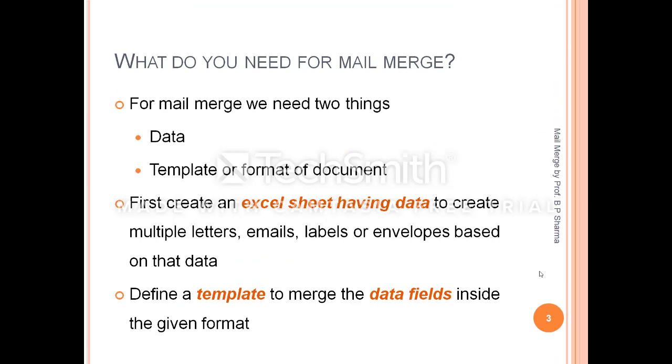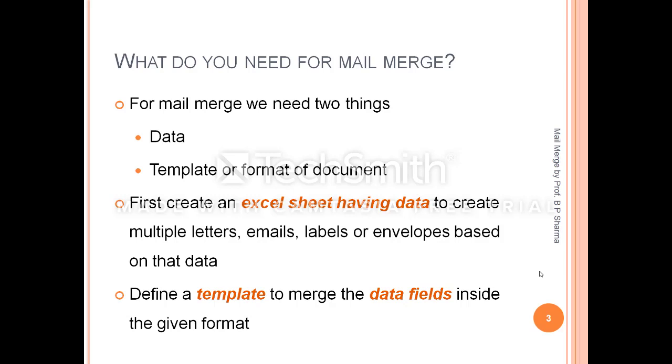See this example. To create the mail merge, we need two things. One is called data and the second is called the template, or the format of the document. First we need to create a data sheet with multiple data elements to create letters, emails, labels and envelopes. For that, we need to define a template in MS Word. So in MS Word, we need to create a letter, document or envelope where we can merge the data fields that come from Excel.